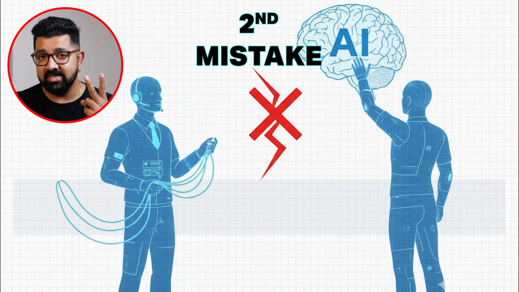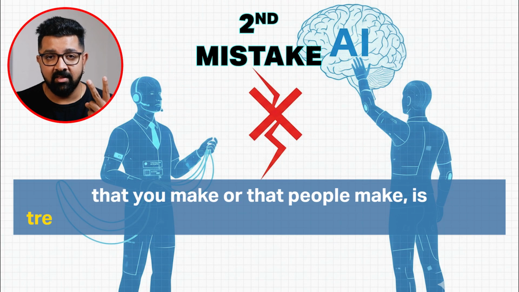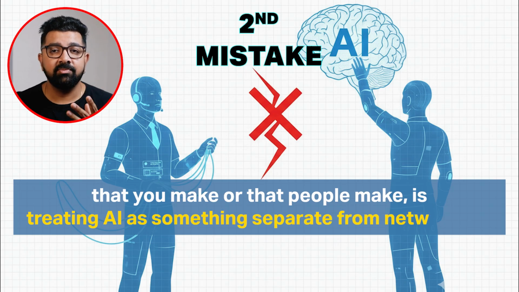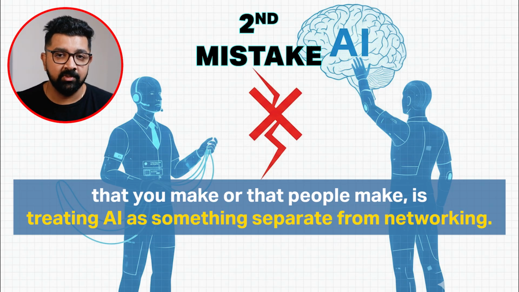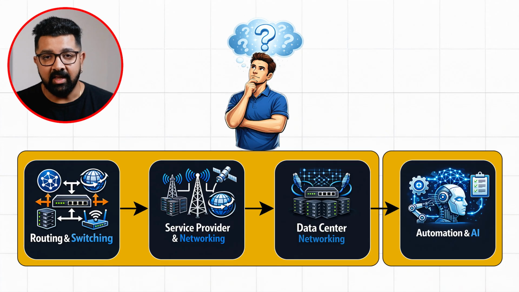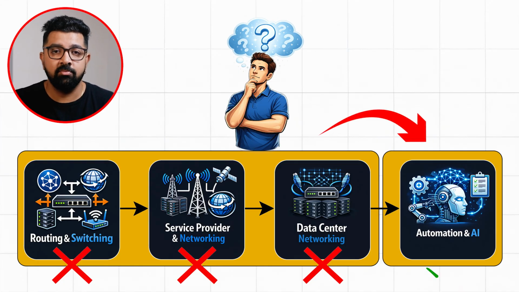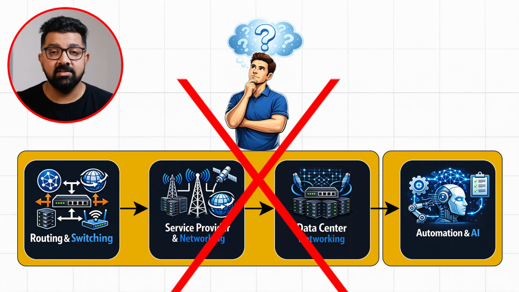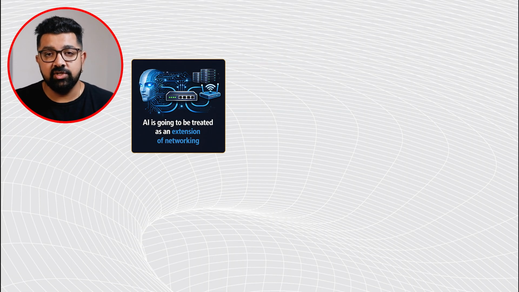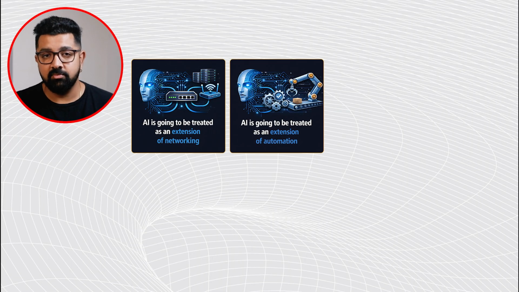The second mistake that people make is treating AI as something separate from networking. Many engineers think that AI means leaving routing and switching, leaving the service provider networking, leaving the data center networking, right? And then jumping straight into automation or AI. But that is completely wrong. AI is going to be treated as an extension of networking, as an extension of automation, right?